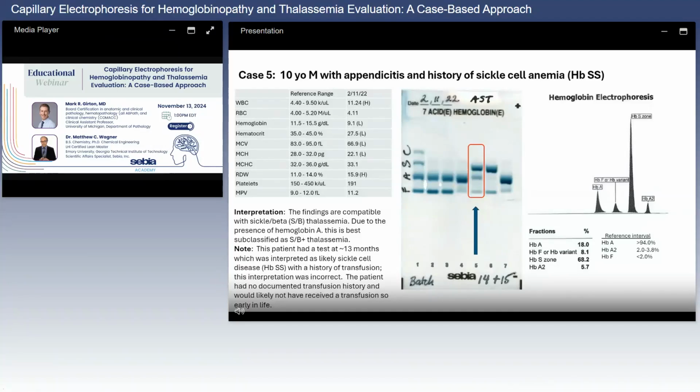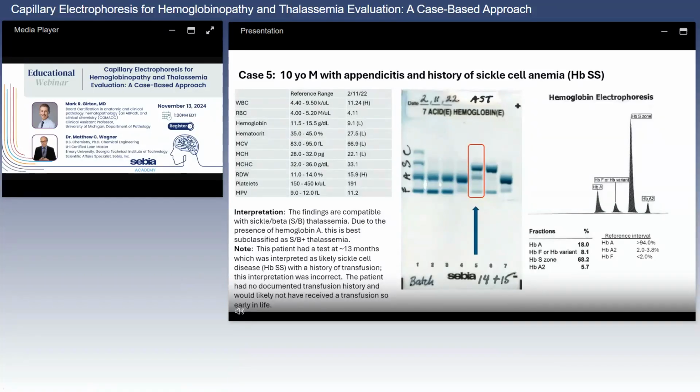So of note, this patient had a hemoglobinopathy test at around 13 months of age, which is interpreted as likely sickle cell disease with a history of transfusion. This interpretation was likely incorrect. The patient had no documented transfusion history, would not have received a transfusion so early in life, likely, as hemoglobin F at that point would have been protective.